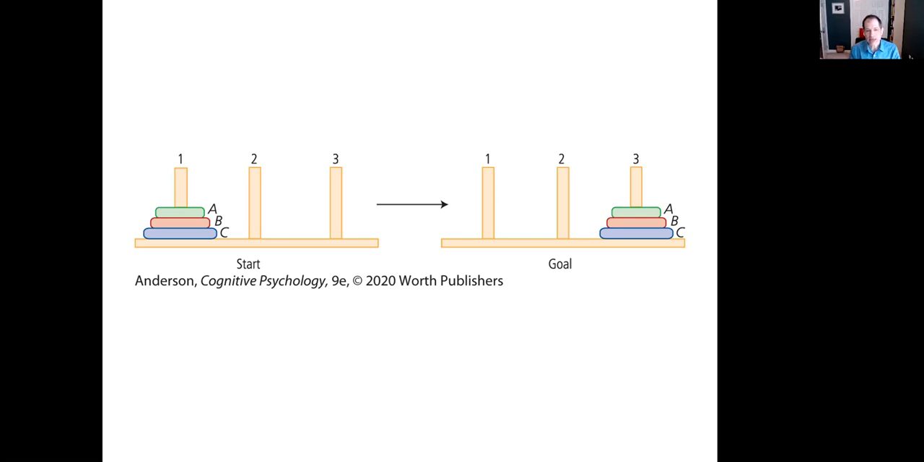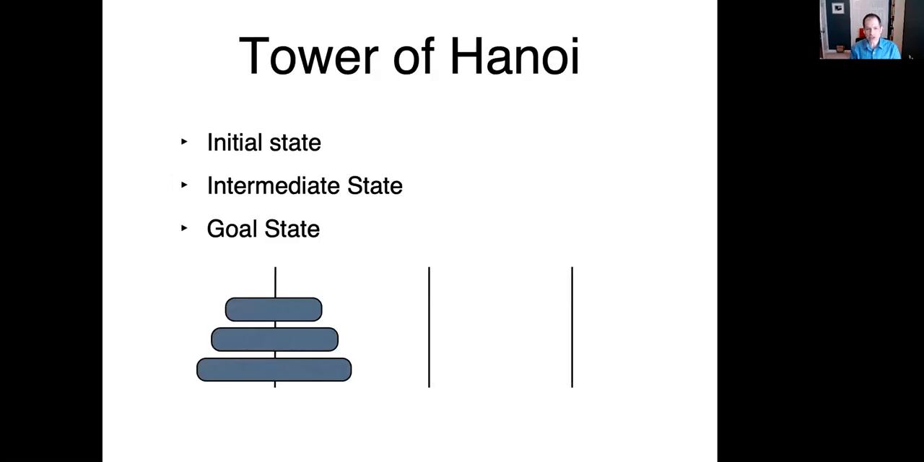The second constraint is that you can never have a larger disc on top of a smaller disc, right? They always have to have the bigger ones on the bottom. So how would you solve this? Let's look at this initial state, intermediate state, and goal state for this Tower of Hanoi problem. There are a couple of constraints, right? You can't have a larger disc on top of a smaller disc, and you can only move one disc at a time. So let's think about what some of the sub-goals are going to be.